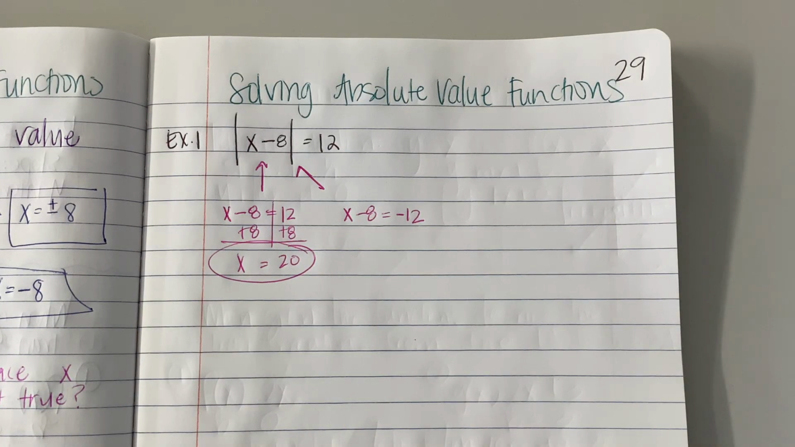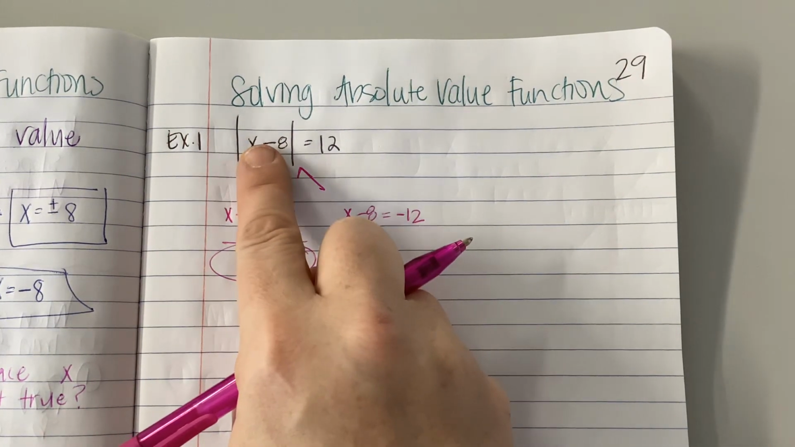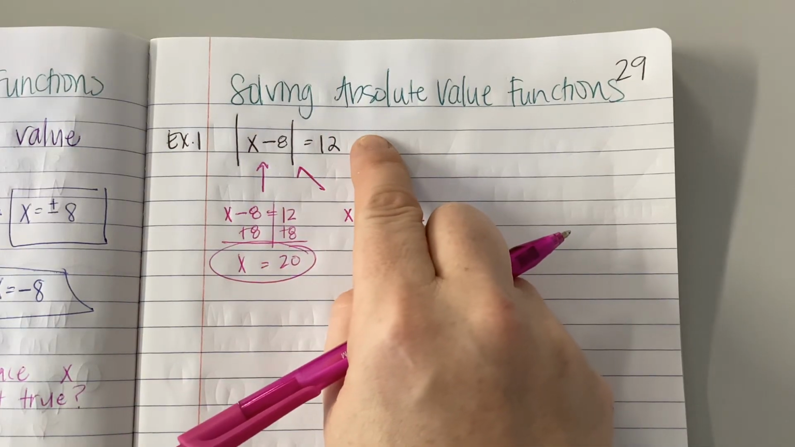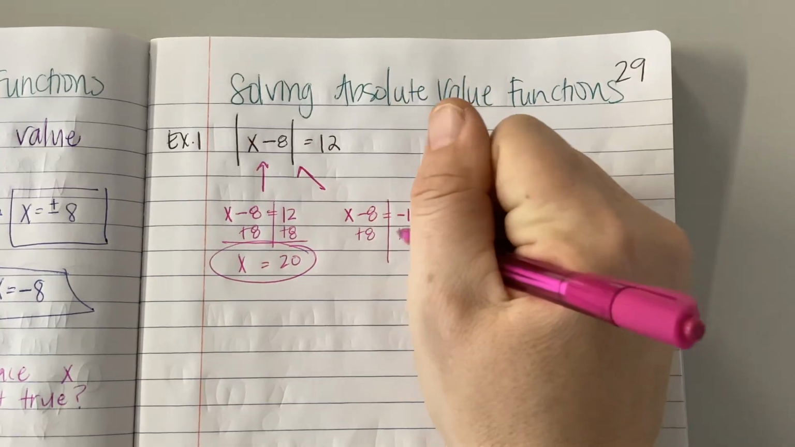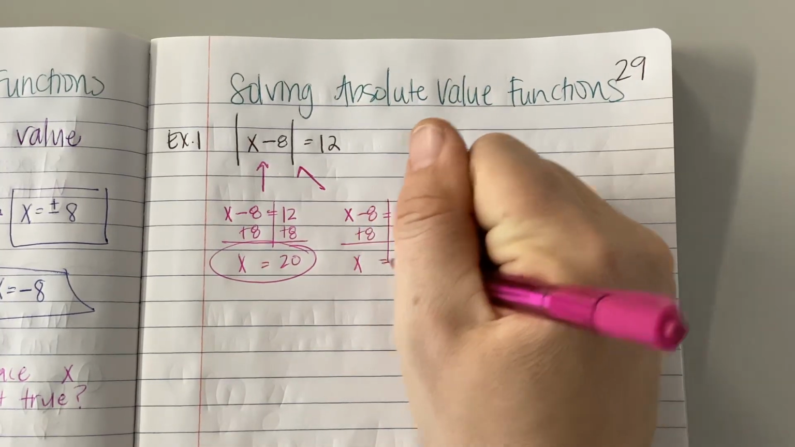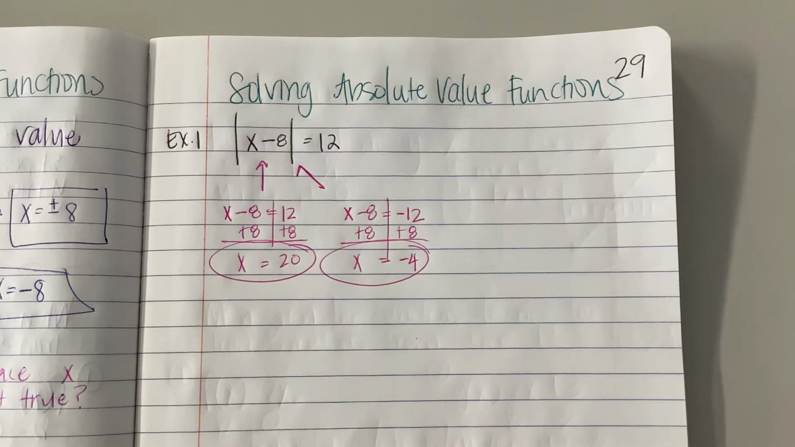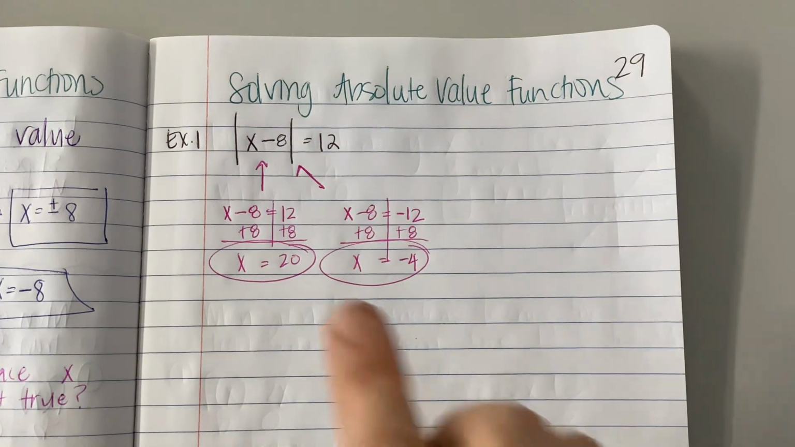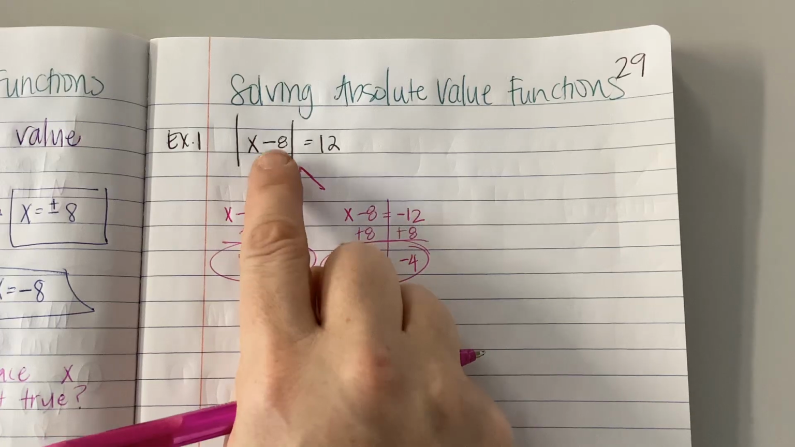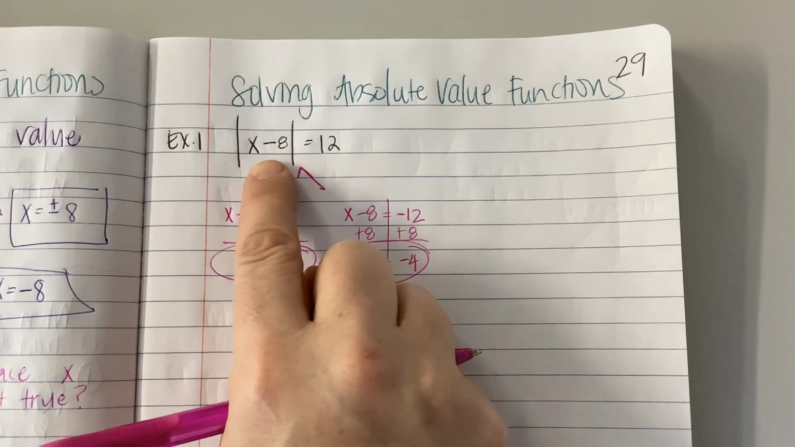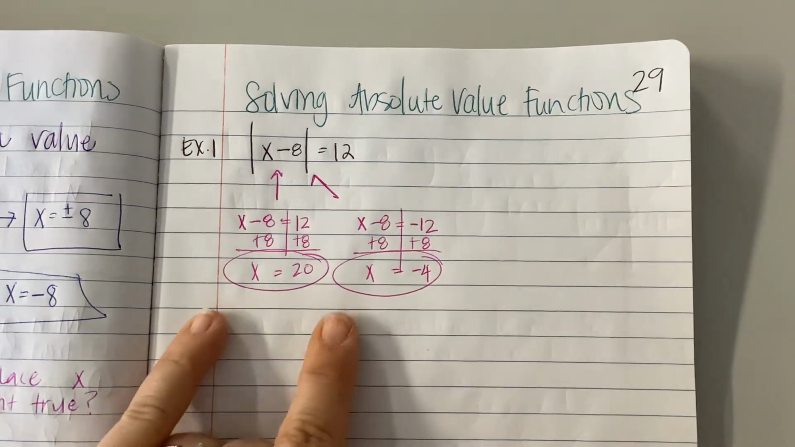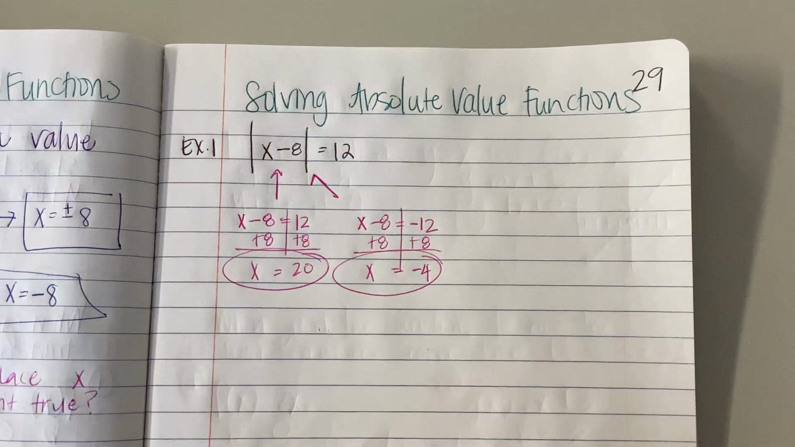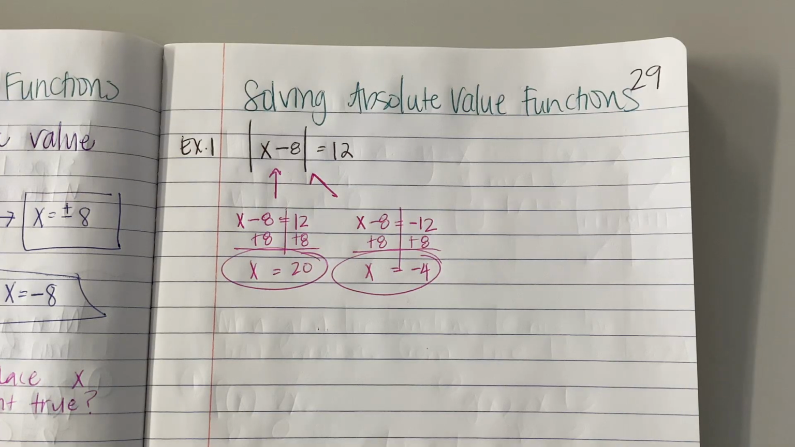And then I check it. 20 minus 8 is 12, which has an absolute value of 12. Or negative 4. And then I check it. Negative 4 minus 8 is negative 12. And the absolute value of negative 12 is 12. So these are my 2 solutions. I have 2 ways of getting this answer. I could have 20, or I could have negative 4.